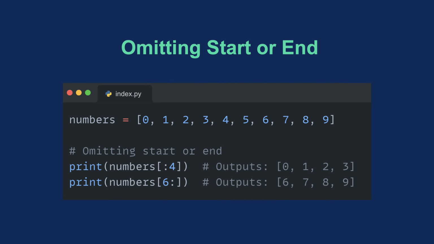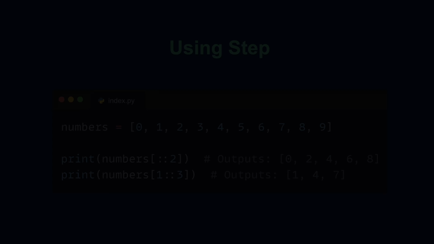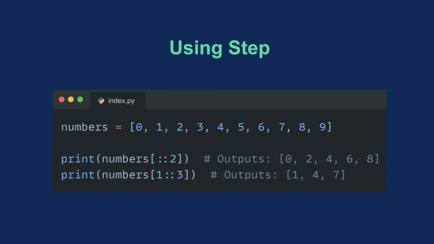We can also omit the start or end. When you omit the start, the slice begins from the start of the list. When you omit the end, the slice goes to the last item. We can also use step in slicing. In this example, the step argument specifies the interval. For example, numbers[::2] picks every second item, and numbers[1::3], where 3 is the step, starts at index 1 and picks every third item. You can try more examples with slicing and steps to see how it works.